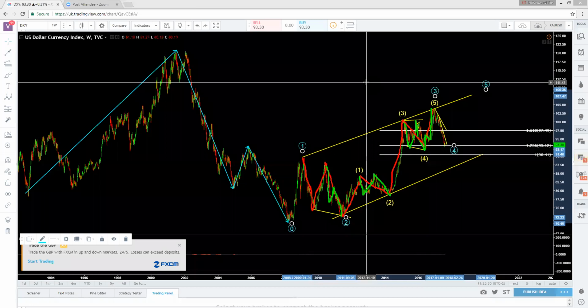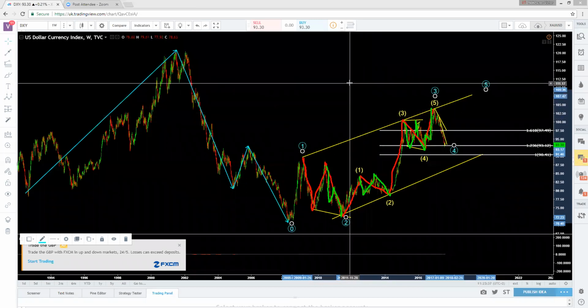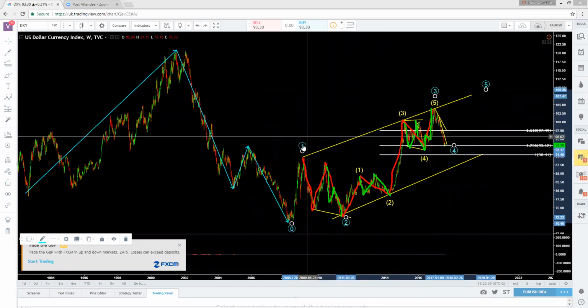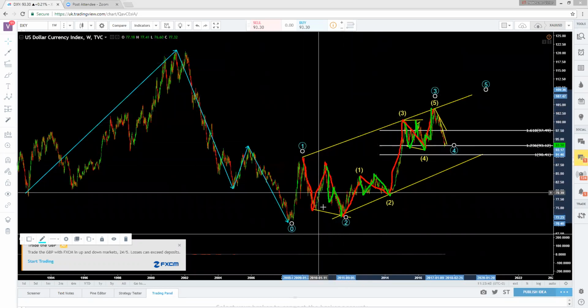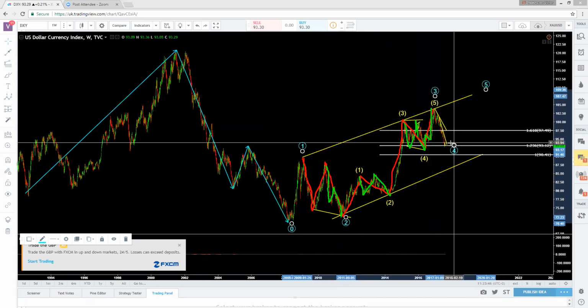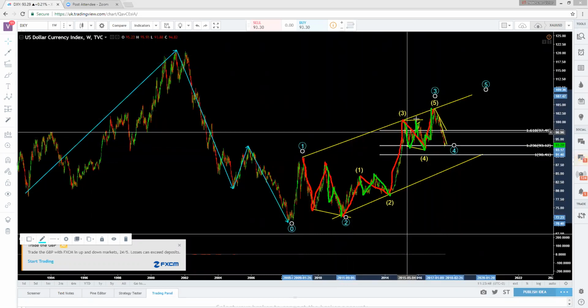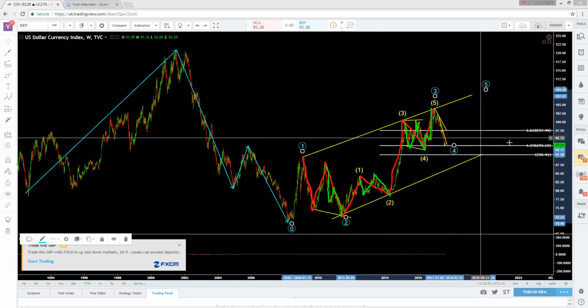So the rule of alternation says normally if wave 1 pulls sharply, and we're looking at the higher degree now, then your wave 4 will be sideways. So it may complete as a triangle. So the dollar index may go sideways from here.